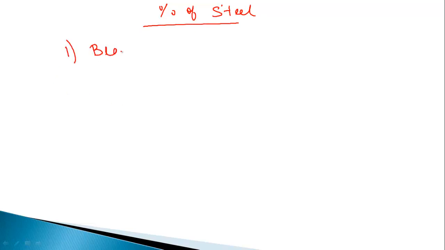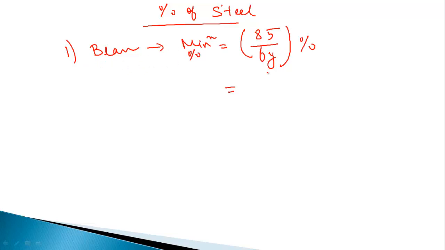First one for beam. Okay, minimum it's given as 85/Fy %. These are all very important. One of the questions will come in the examination. So the minimum percentage of steel for beam is 85 by Fy, and maximum it's 4%.